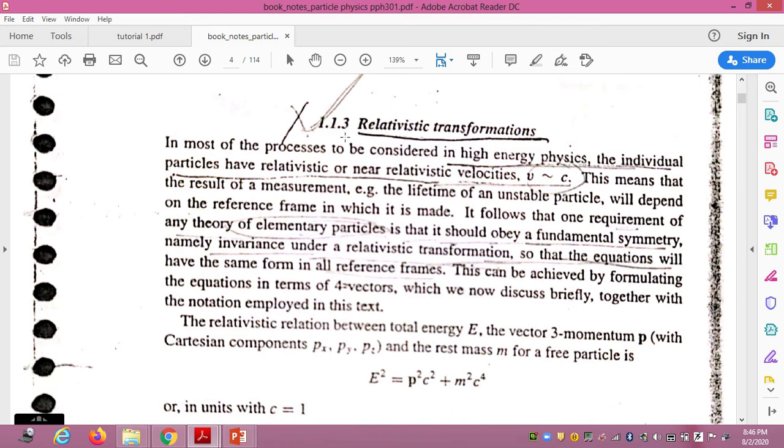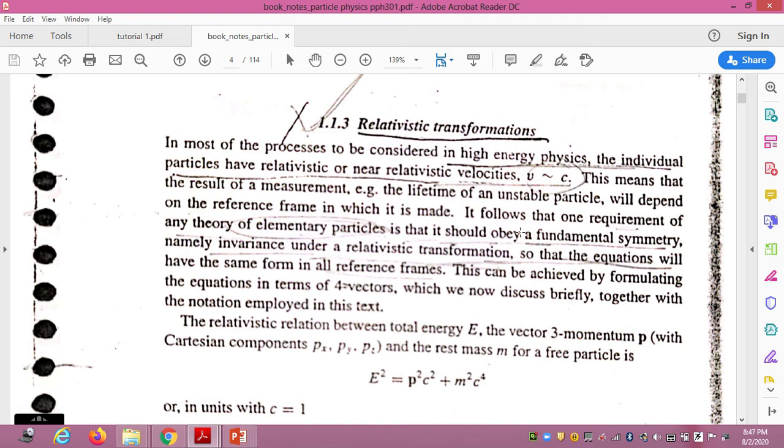You can see that relativistic transformation means that in most of the processes to be considered in high energy physics, the individual particles have relativistic or nearly relativistic velocities. That means they will be traveling very close to the velocity of light. This means that the result of the measurement, for example lifetime or decay width or anything for that matter, of an unstable particle will definitely depend upon the frame of reference in which it is made.